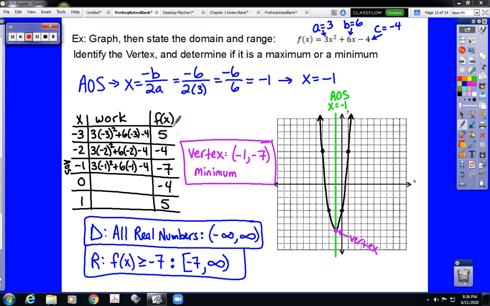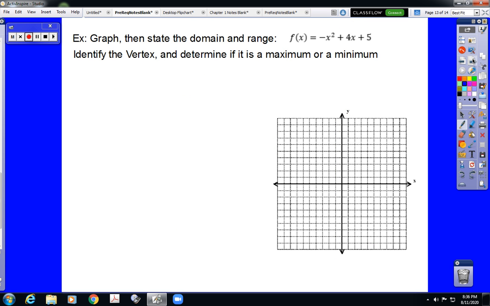Okay, ladies and gentlemen, this video is going to cover two additional examples like the one currently on the board, which was the first example from your Graphing Quadratic Functions notes. So here's the next example. Same setup. We're going to graph this function, state the domain and the range, identify the vertex, and determine whether that vertex represents a maximum or a minimum value.